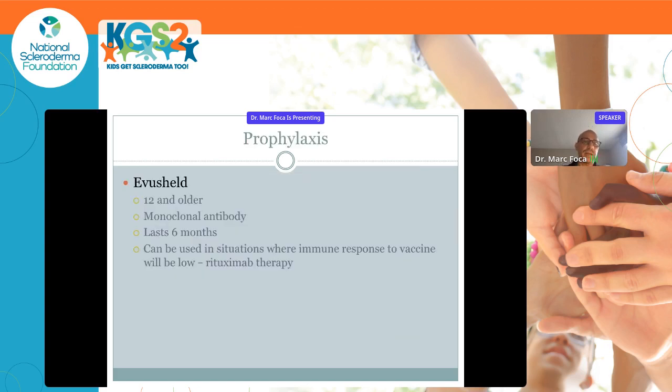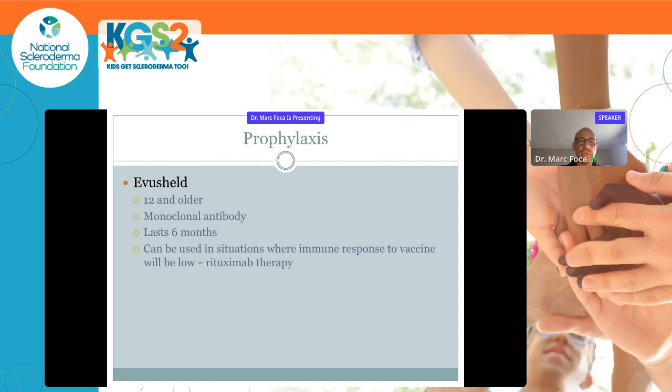The other product that can be used for prophylaxis is called Evusheld. This is only approved for patients who are 12 and older. It's a monoclonal antibody. It lasts for 6 months, and patients who remain on immunosuppression can receive this product every 6 months. It continues to have activity against Omicron variants, and that's checked periodically as new variants are recognized.